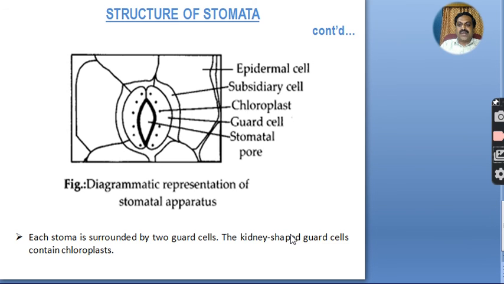The wall of the guard cells is unevenly thickened. It is thick and inelastic towards the aperture and thin towards the rest of the sides. Each guard cell contains vacuolated protoplasm with a number of chloroplasts. Guard cells are surrounded by subsidiary cells and epidermal cells. This stomatal apparatus is open during daytime in the presence of light and closed during night. Such plants are called photoactive plants. When stomata are open during daytime, transpiration takes place through the stomata.